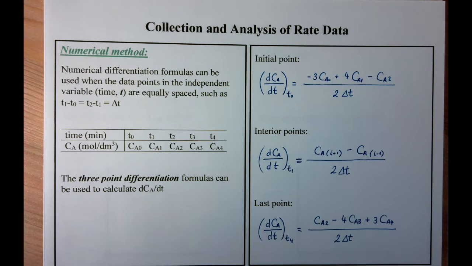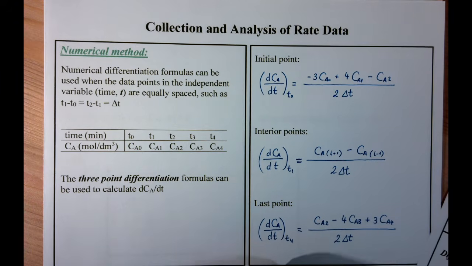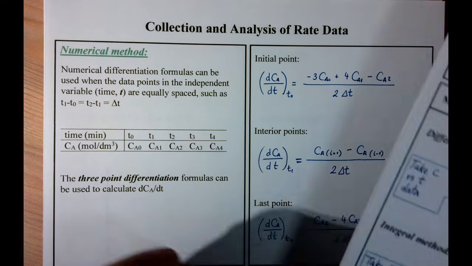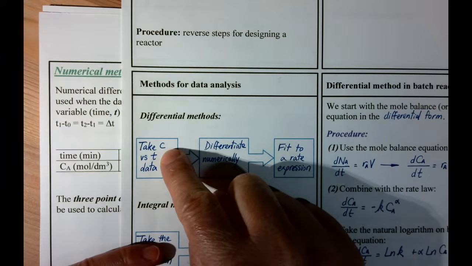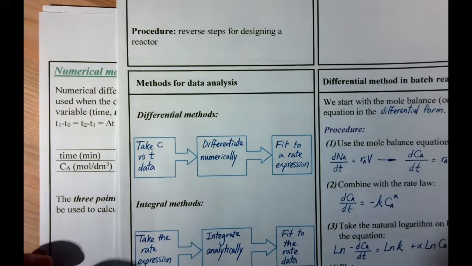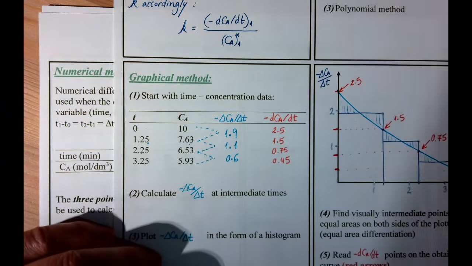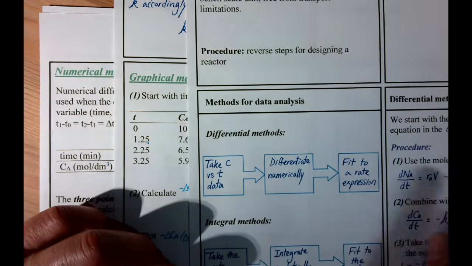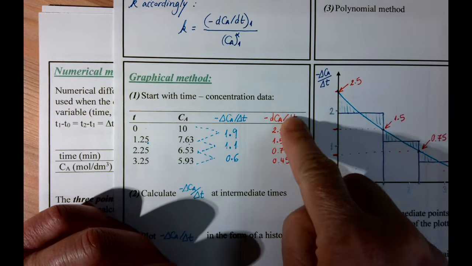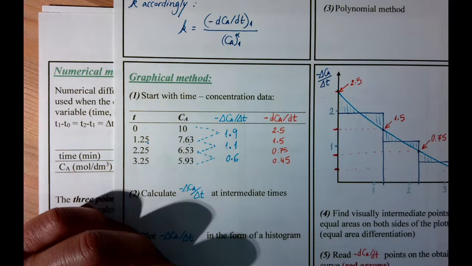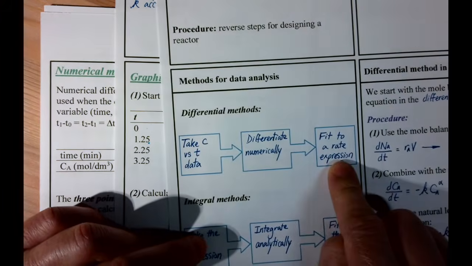So that's it with the differential method, the graphical method and the numerical method. To use the differential method, again, what we're doing is taking the concentration time data. We are differentiating numerically to find dCA/dt, and then we are fitting it to a rate expression.